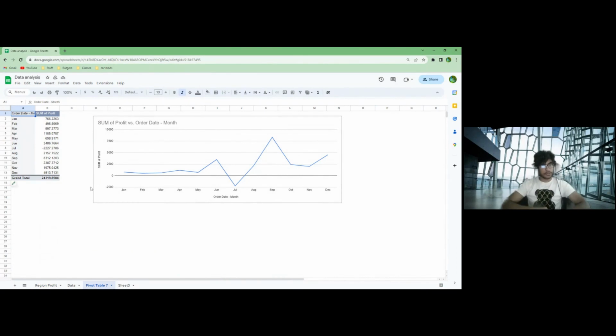And then another example is this time series chart where we have the months and then the sum of profits in those months. And as you can see, on average, we could predict that in July the profits would go down, in September they would peak, things like that. So they would have a loss overall in July and high profits in September, which is also reflected on the table.